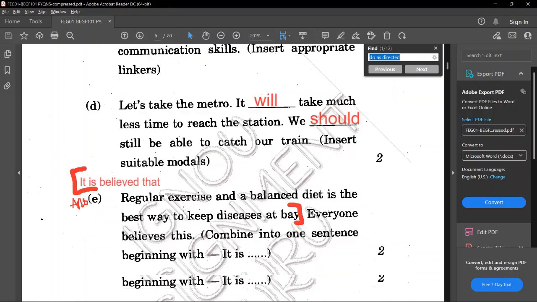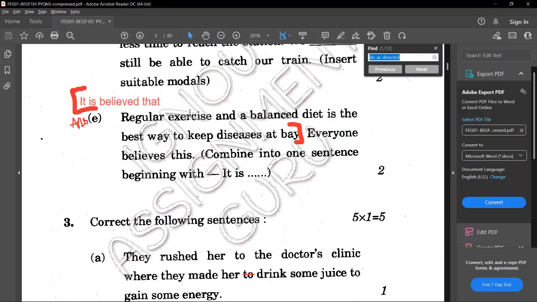Next up, question E. Regular exercise and a balanced diet is the best way to keep diseases at bay. Everyone believes this. Combine into one sentence beginning with "it is". So, combining into one sentence indicates that a conjunction has to be used. There's a full stop right here in the question that you can't see because there's a bracket over it. What they're asking us to do is remove the full stop, and in place of the full stop, as I told you, we use conjunctions. Conjunctions may be however, because, so, hence, etc., that I showed in the Word document.